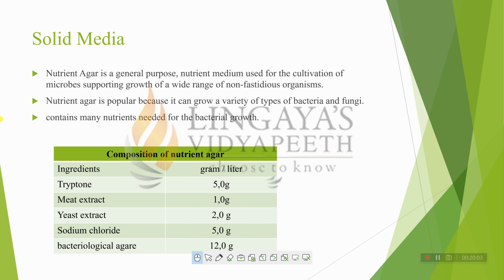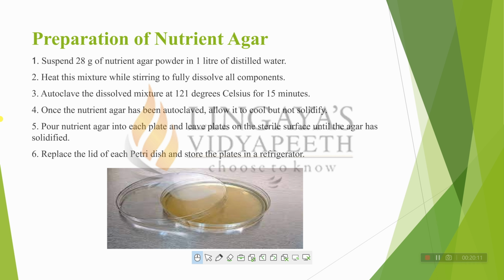The ingredients of nutrient agar are tryptone 5 gram, meat extract 1 gram, yeast extract 2 gram, sodium chloride 5 gram and bacteriological agar 12 gram. Then what is the preparation? You have to suspend 28 gram of nutrient agar powder, which is commercially available, in 1 liter of distilled water. You have to heat this mixture while stirring it so that all the components are dissolved very well into the distilled water.